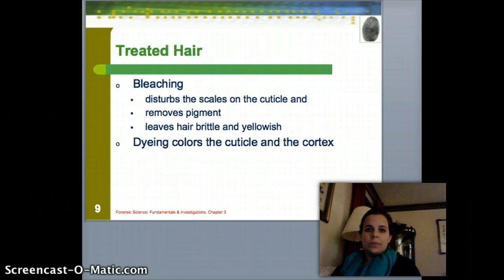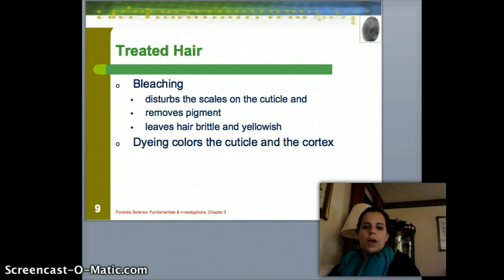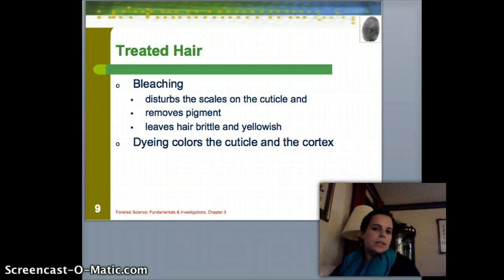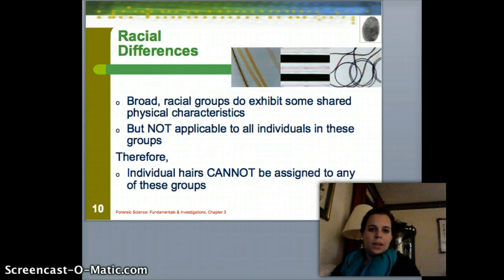Treated hair, you can tell when you look at a crime scene whether hair has been treated if you look at it under a microscope. You can tell if the hair has been bleached because it disturbs the scales on the cuticle, it removes the pigment from the cortex, and it oftentimes leaves the hair brittle and it looks very yellow. Whereas dyeing, which is slightly different, will color both the cuticle and the cortex, whatever color it is. So you can tell how recently hair has been dyed, which would help implicate a certain person, perhaps.